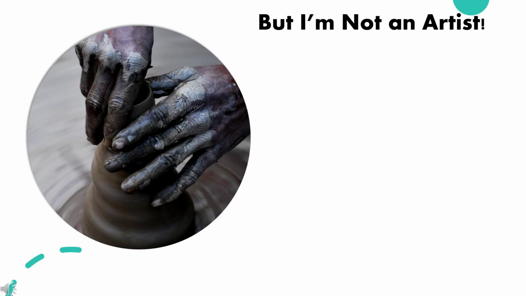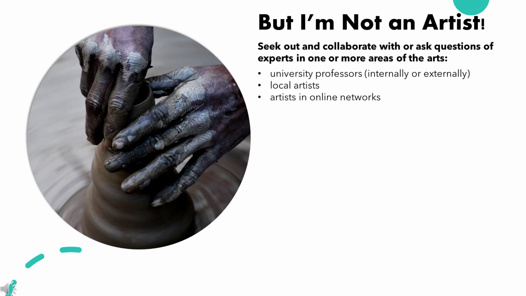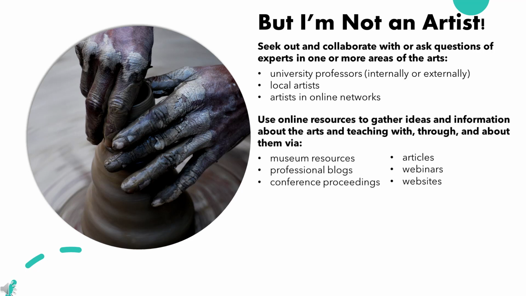I hope these examples gave you a lot to think about. If you're concerned that you're not an artist, that's okay. Simply seek out and collaborate with others and ask questions of experts in one or more areas of the arts. There are university professors to talk to internally or externally to American Public University system. There are local artists in your area and artists in online networks. Use online resources to gather ideas and information about the arts and teaching with, through, and about them.